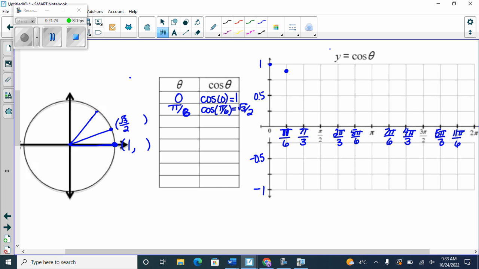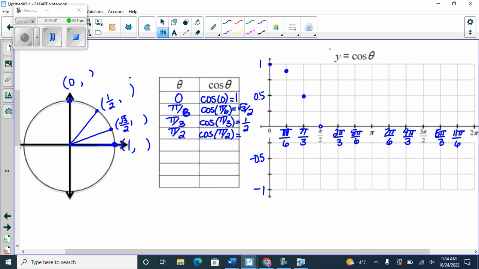Then we go to pi over 3. And cos of pi over 3 is a half. Then we do pi over 2. Cos of pi over 2 is what? I mean, yep, 0.